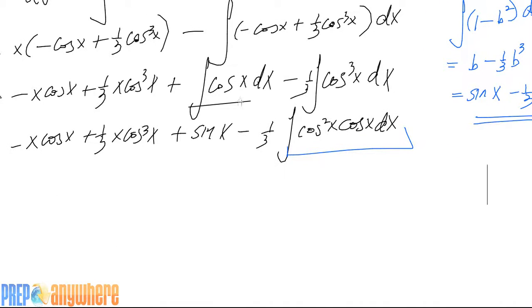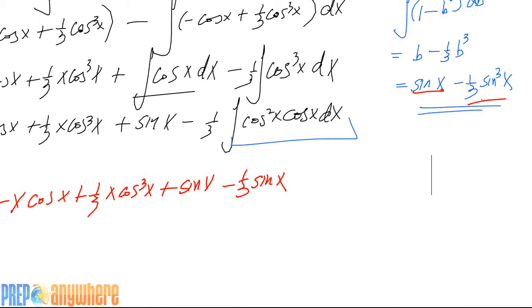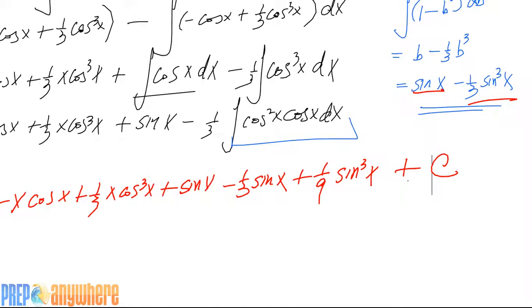All right, so we're almost done now. Let me write the final answer in red. That's more like pink. Minus x cosine of x, and then minus a third times this, so minus a third sine of x. Minus a third times that gives you plus this. Of course, some constant at the end.